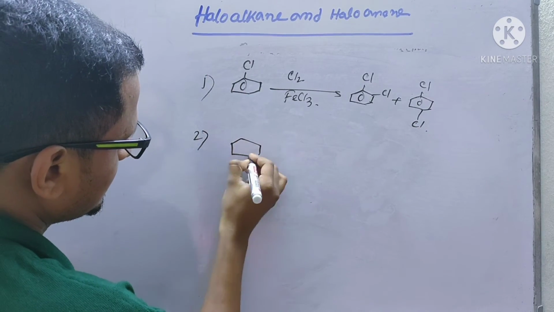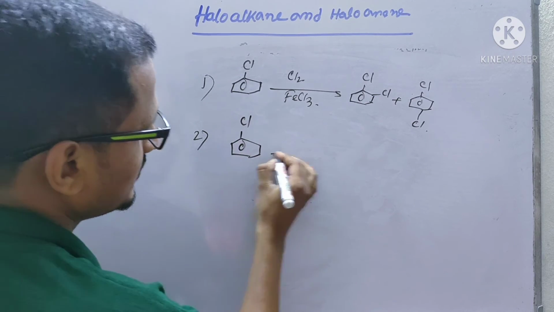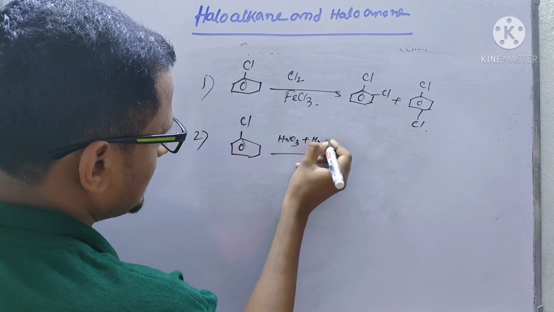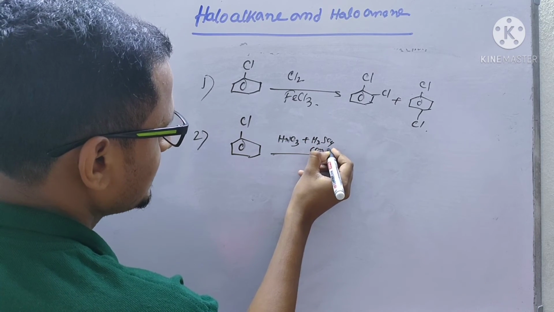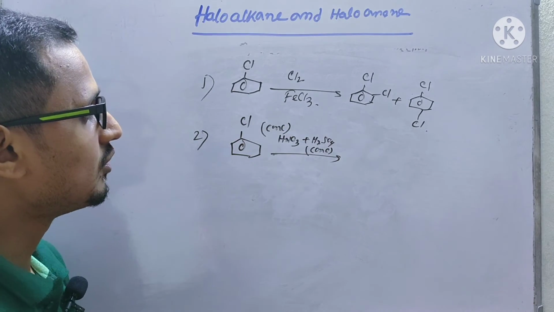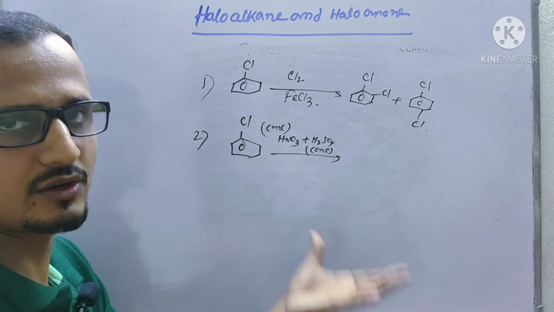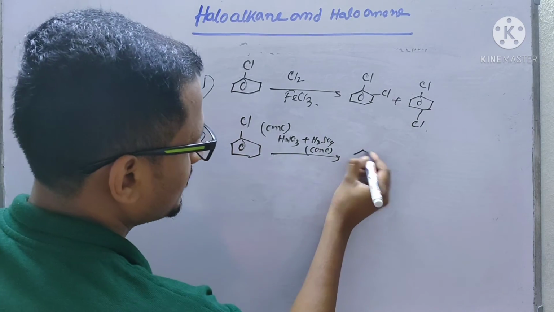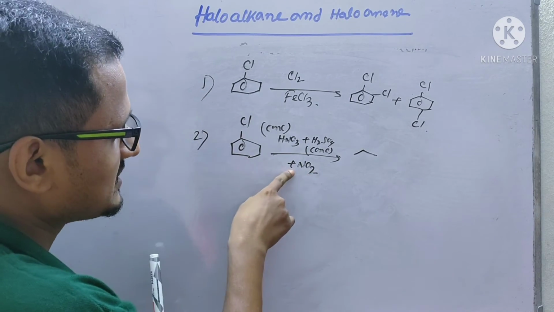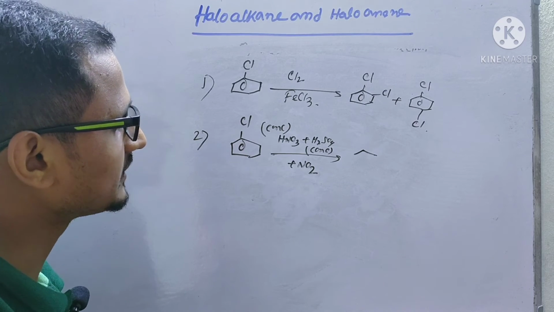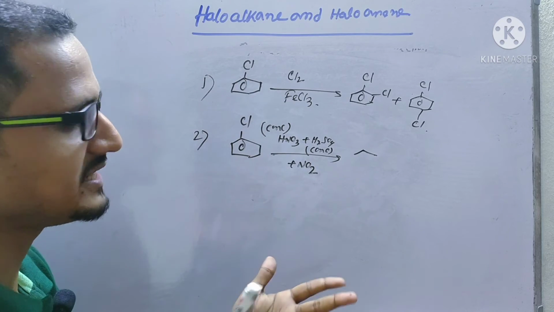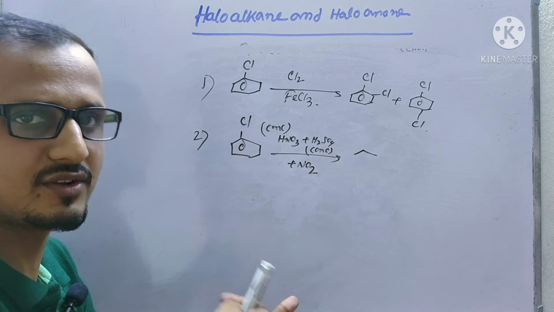Next, if you treat this one with nitric acid plus sulfuric acid, that means mixed acid, both concentrated, then two kinds of product you will get. One will be ortho-nitrochlorobenzene, another will be para-nitrochlorobenzene. Okay, because this will give NO2 plus, and this NO2 plus is nothing but an electrophile, so it can easily participate in electrophilic substitution reaction.